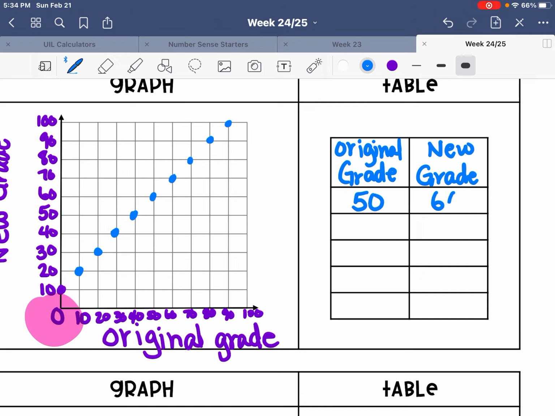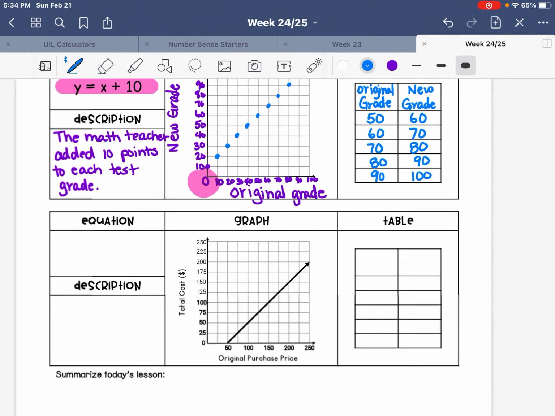So if you made a 50 on the test, you now made a 60 because you added 10 to your grade. Or if you made a 60, now you're making a 70. Or if you made a 70, now you're going to make an 80. Or if you made an 80, you're now going to have a 90. Or if you made a 90, now your test grade is going to be 100. So you can see we're adding 10 each time to the x values. I hope those make sense to you.